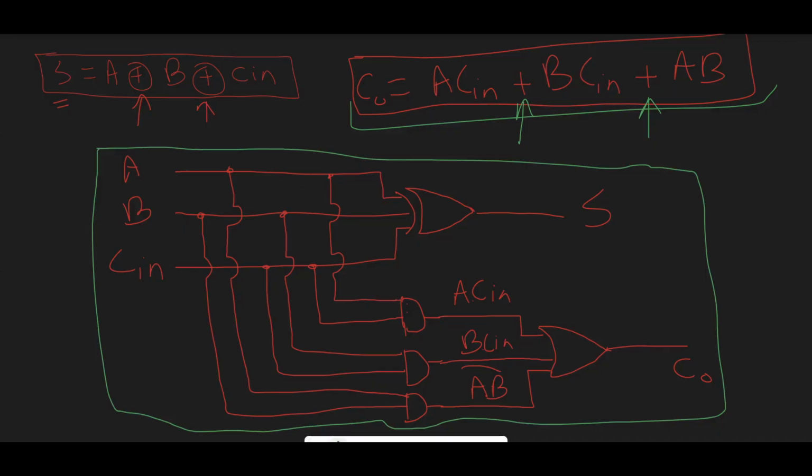And indeed, it takes three inputs, which are A, B, and Cn, and produces two outputs, which are S and C naught.